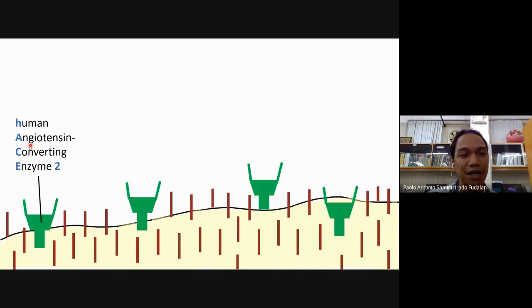The human angiotensin converting enzyme 2, as the name implies, converts angiotensin 1 into angiotensin 2. Angio meaning blood vessel, something related to blood vessel. Tensin, something related to tensing, tense. Okay, now, angiotensin 1 is converted to angiotensin 2 by this enzyme. Angiotensin 1 is a vasoconstrictor.